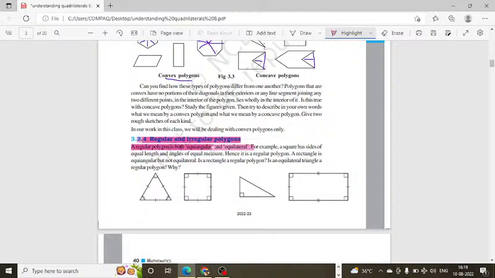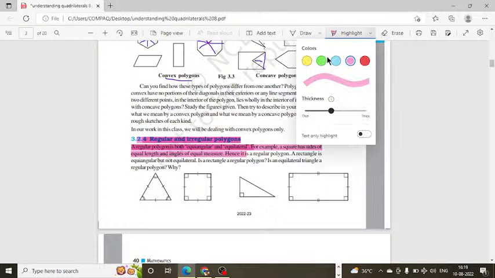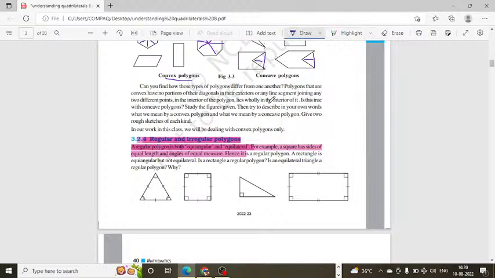Let's read this. A regular polygon is both equiangular and equilateral. For example, a square has sides of equal length and equal measure, that is y. So all your regular polygons will have equal sides and equal measures, as you can see here. This means these are equal, this and this are equal, and this is also equal, so all three sides are equal, that is the reason it's a regular polygon.